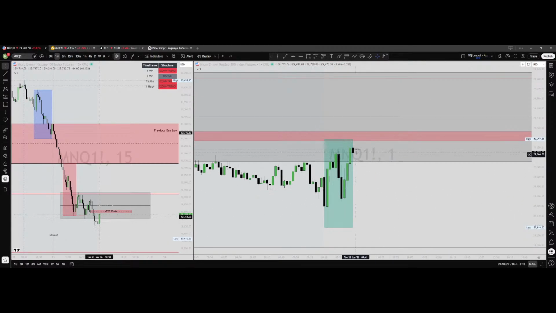Price is now tapped into this 15-minute fair value gap, but as we can see, there is this one fair value gap. If we get to see this inversion here, then we will be looking to take the market short today.